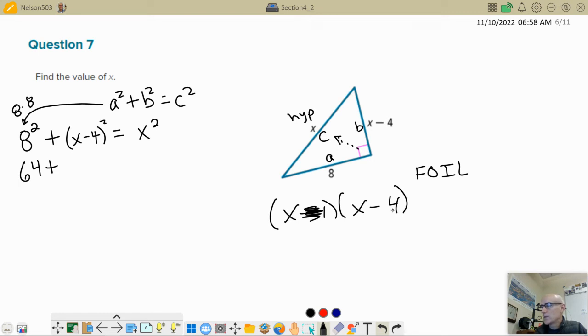So I'm going to take negative 4 times negative 4. Now, you could just think about it as the distributive property. So we've got to take, well, that wasn't a negative 1, it was a negative 4. So I've got to go like this: x times x, and I get x squared.